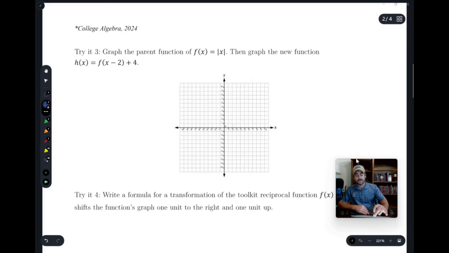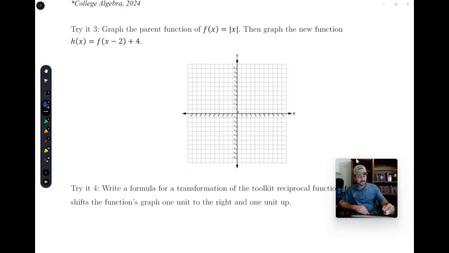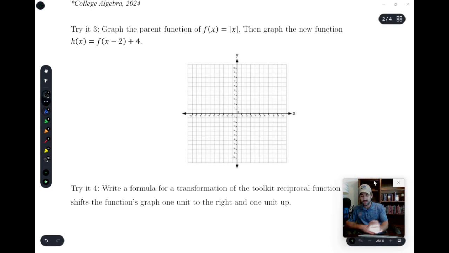So here we go. We're going to apply both of these things in the same function and see what happens.